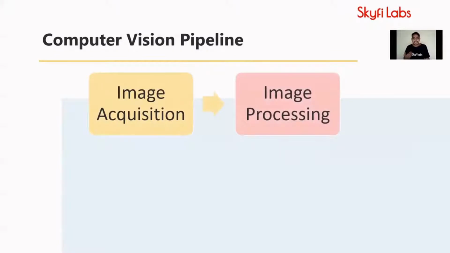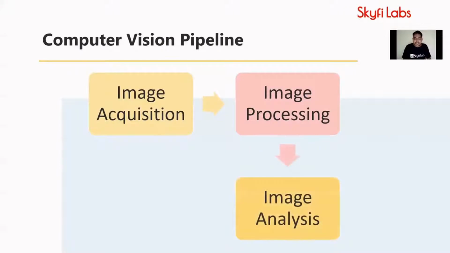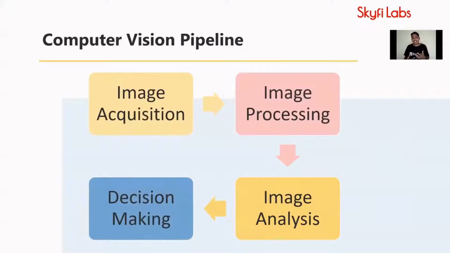Now, once we have acquired the image, we will try to process it because the image is like a raw material. It is not in a form that we can use. So we will try to process it and then we will analyze. Some part of the image is of our use, some part is absolutely unnecessary. So we have to focus on those minute details of the image that are valuable to us. And based on this analysis, we can make a lot of decisions.